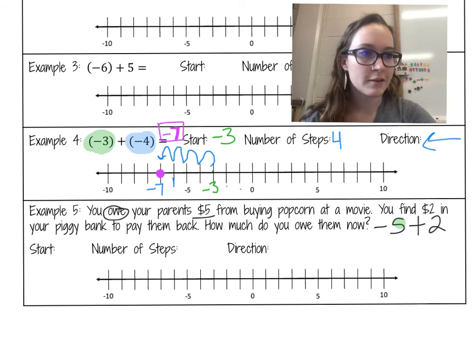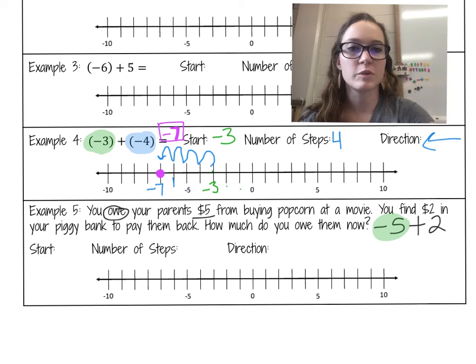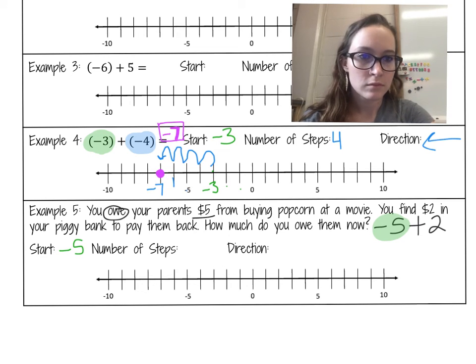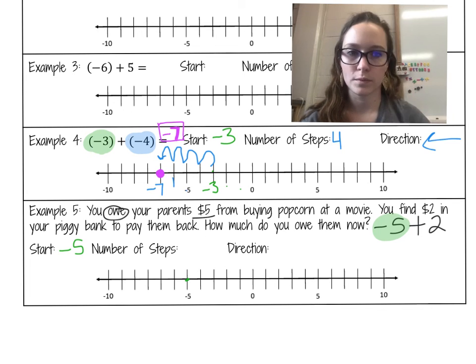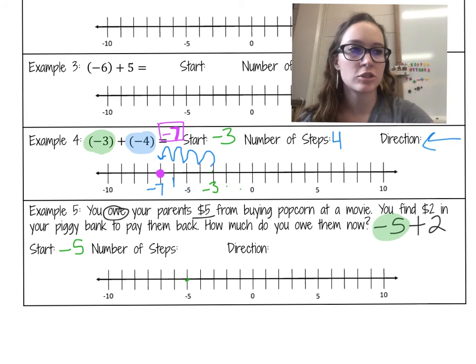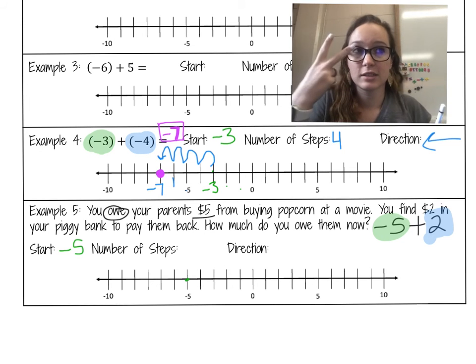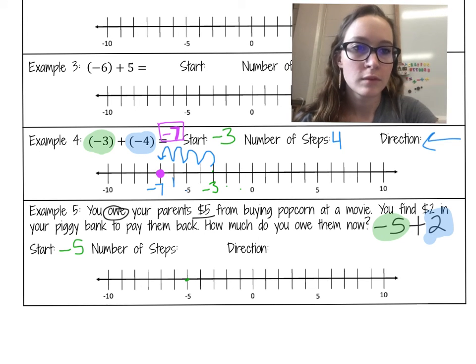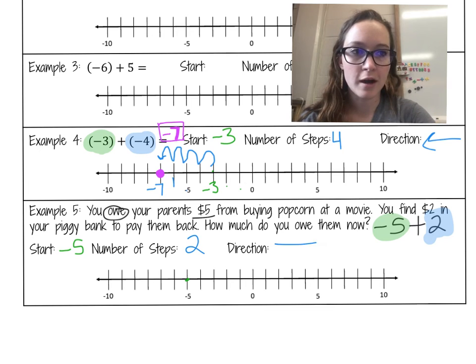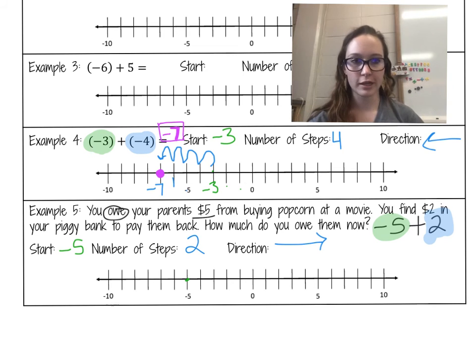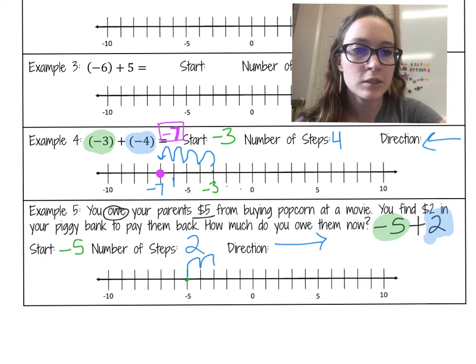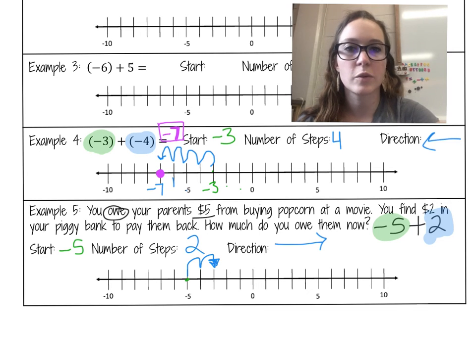So same thing. My first number, -5, tells me where to start. It's going to be right here. It's even labeled for us. Okay, my second number tells me how many steps in which direction. So plus $2. I found it. That's a good thing. It's a +2. So I'm going to go 2 steps in the positive direction, which is to the right. So I'm going to go 1, 2. This is where I landed. So I'm going to put my dot there.